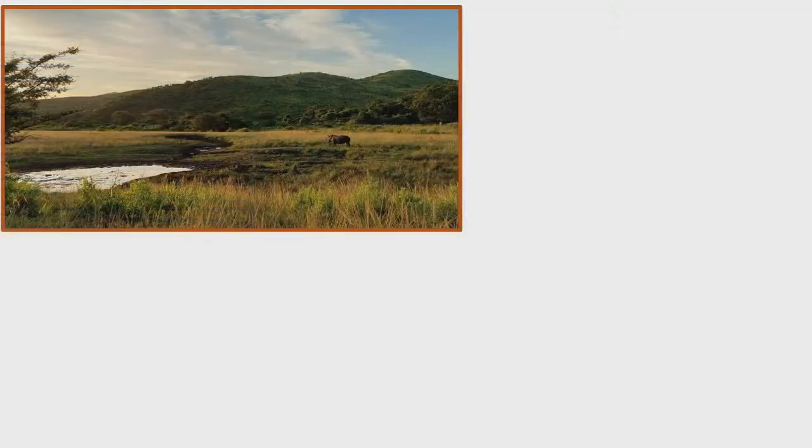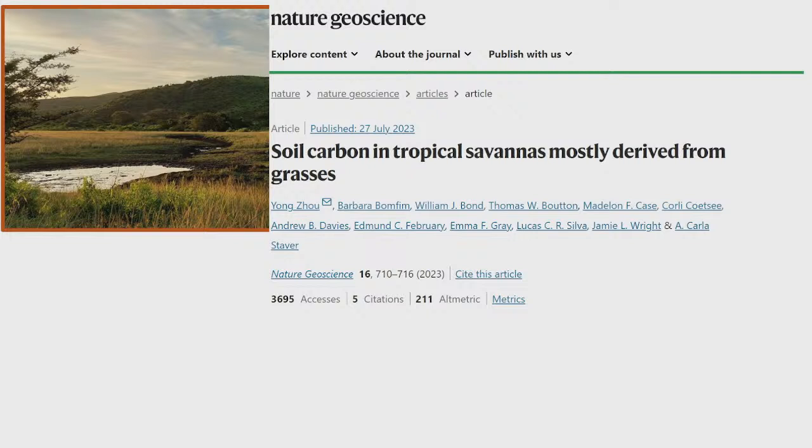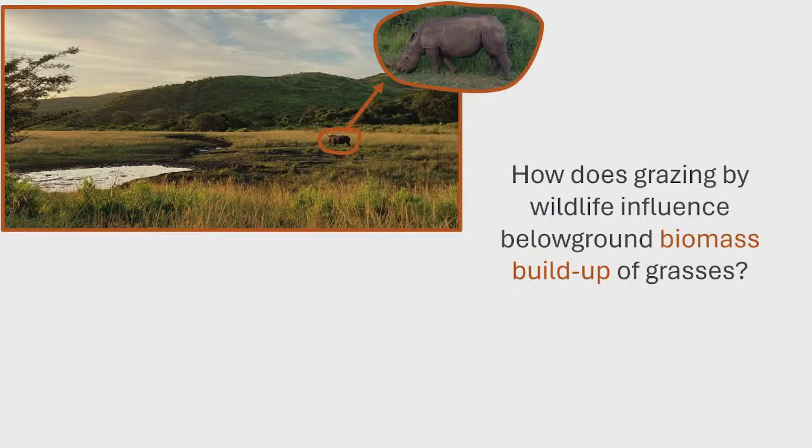So we all know savanna systems are important. They sustain a host of wildlife species and perform a number of functions that are important to us humans. Grasses are an important component of savanna systems and influence a lot of these processes, such as carbon sequestration. And in fact, in tropical savannas, most of the carbon in soil comes from grasses. So root biomass is an important component and contributor to the carbon in soil. So we wanted to know, how does grazing influence the below-ground biomass of grasses?